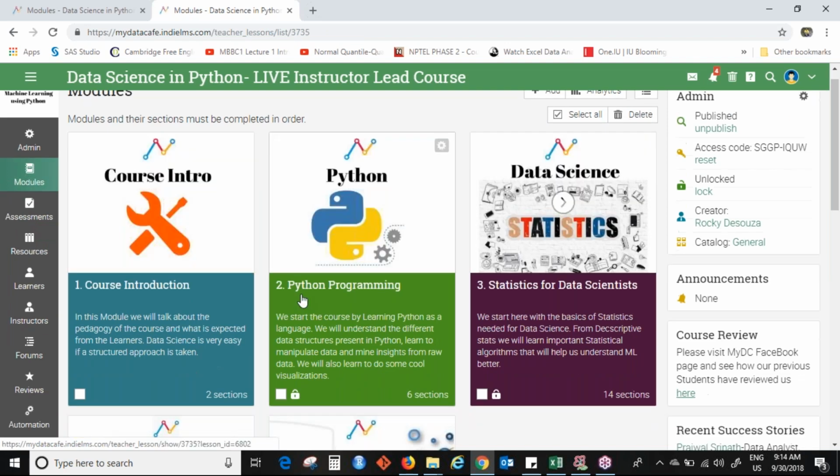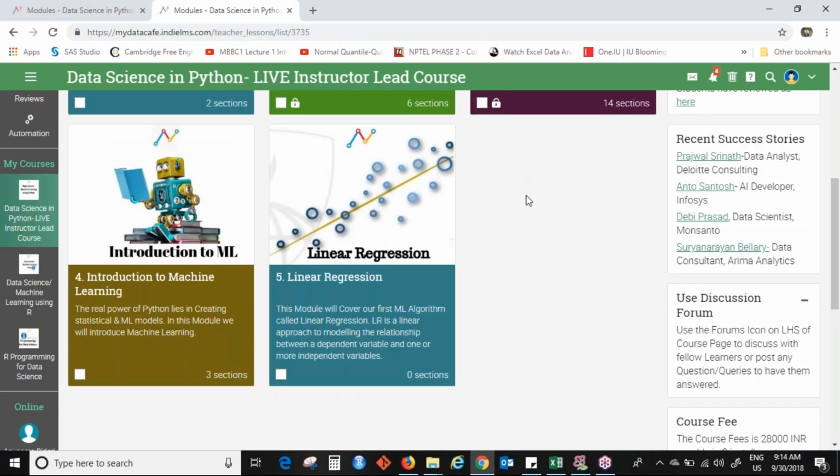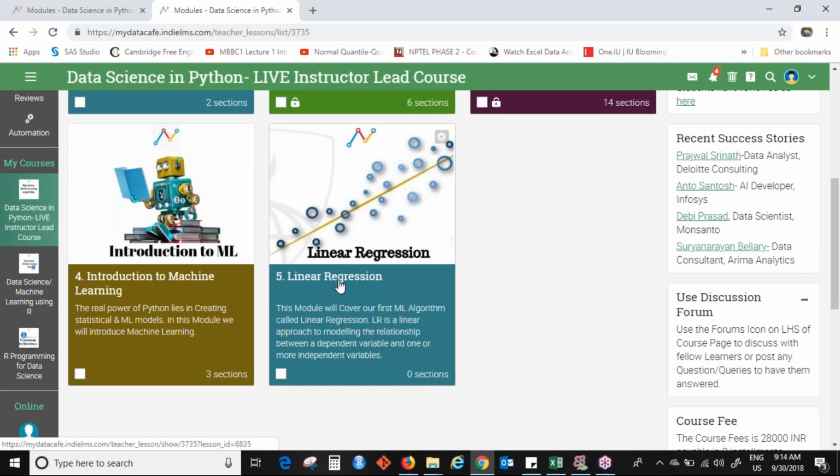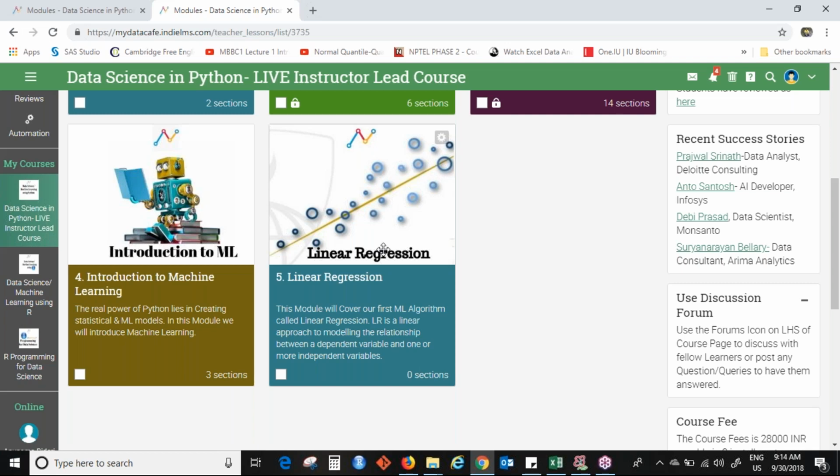I'll be sharing, so more modules will be created as our course proceeds. Today, for example, linear regression has 0 sections right now. Today we will cover linear regression, and even in the next 2 classes, we will take 3 classes to complete linear regression. After that, more content will be added here.